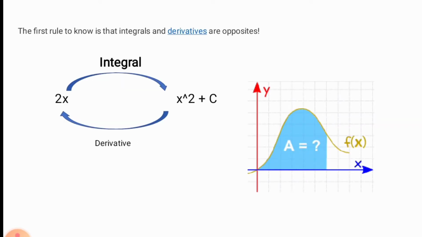The first rule to know is that integrals and derivatives are opposite. So remember, the integral and derivative are opposite. Always remember, the integral and derivative are opposites. Have you seen the graph here from the other side or from your right hand?